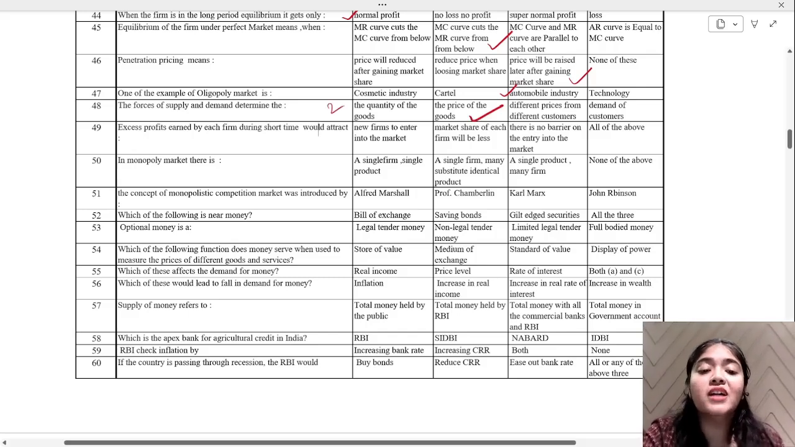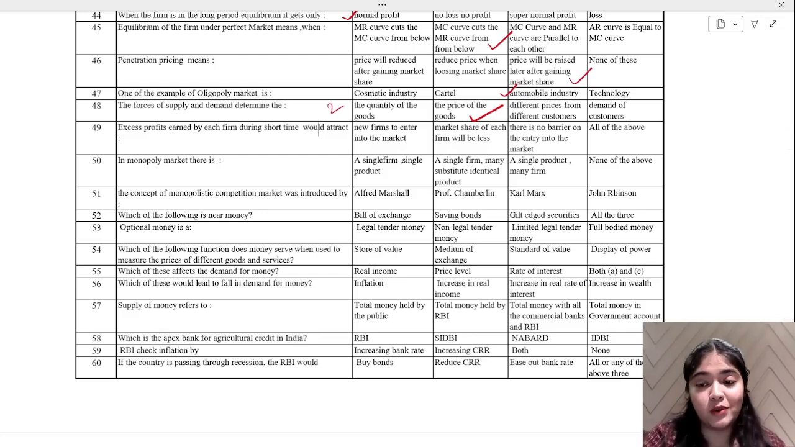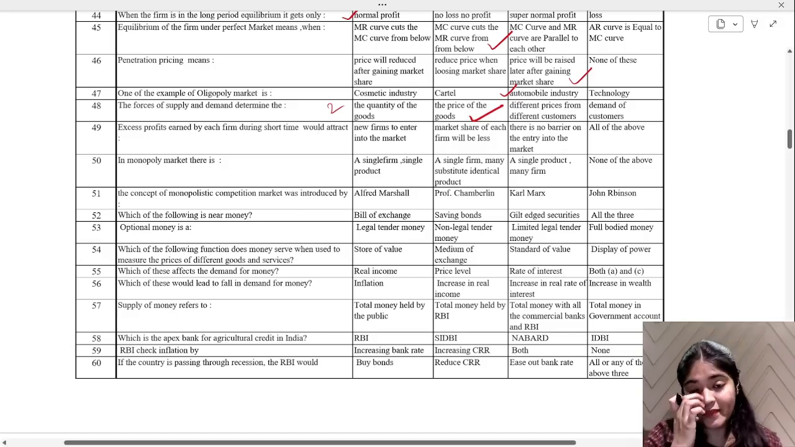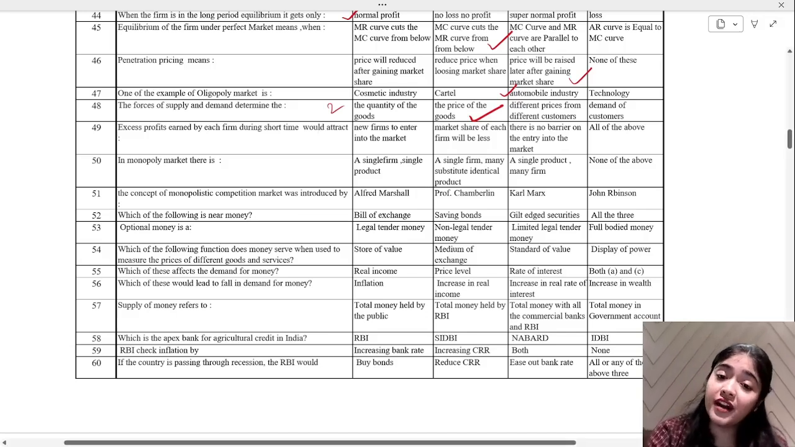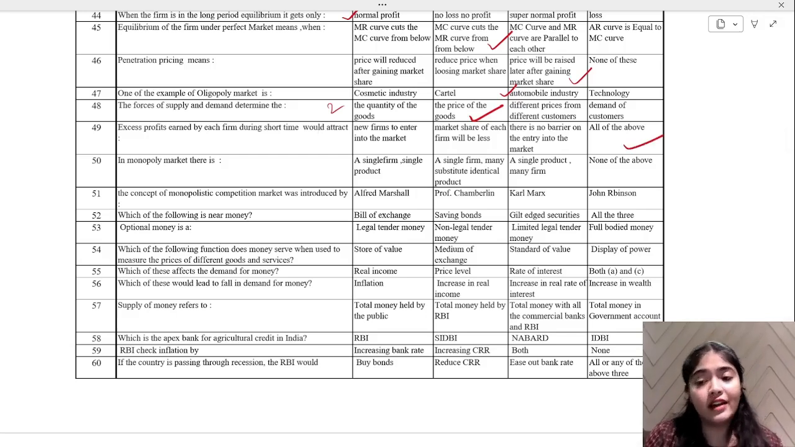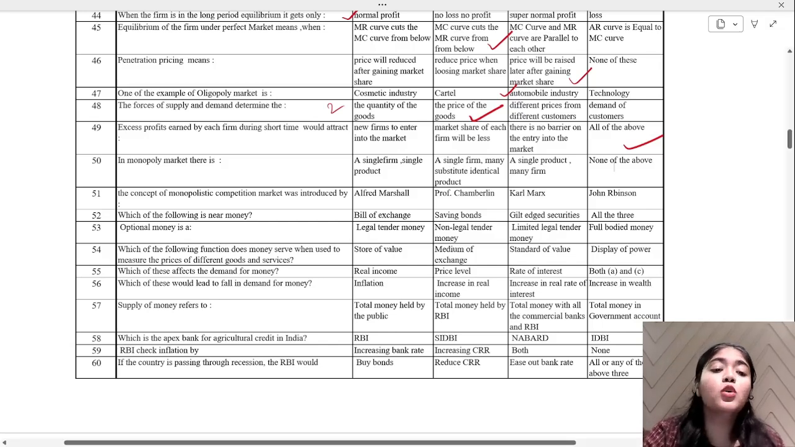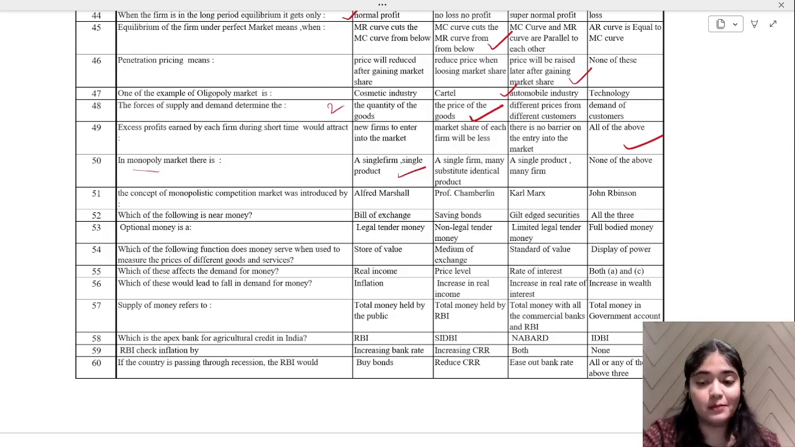Excess profit earned by each firm during the short time would attract new firms to enter the market. Market share of each firm will be less. There is no barrier to entry in the market. Or all of the above. What do you think? It is all of the above. New firms are going to enter, market share of each firm will be less, and there is no barrier to entry also. So that is all of the above. Now, in a monopoly market, there is a single firm, single product; single firm, many substitute identical products; a single product, many firms; or none of the above. When monopoly comes to mind, single firm, single product. Very good. Let's go ahead.